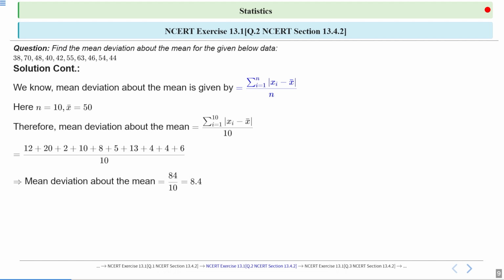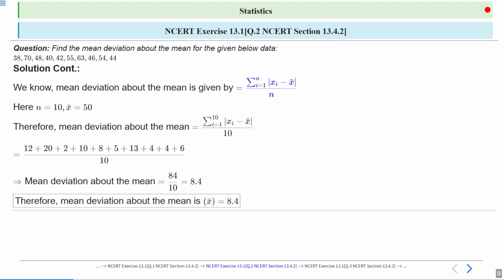Adding these up gives us a total of 84, and so our calculation is mean deviation is 84 upon 10 equals 8.4. Therefore, mean deviation about the mean is 8.4, and this is our final answer. So now let's move to the next question.